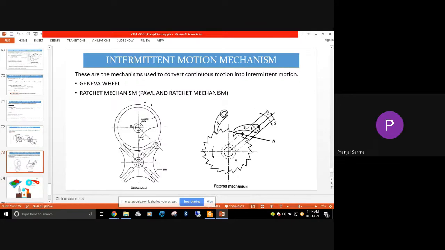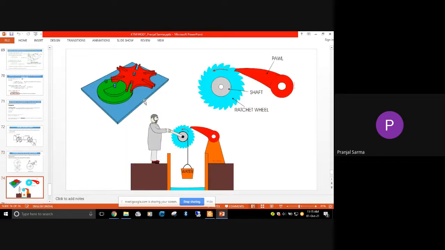Then we discussed intermittent motion mechanisms, where we studied Geneva wheels and the ratchet mechanism. We saw that, depending on how frequently we want to convert continuous movement to intermittent movement, in the case of Geneva wheels we need a proper design of the slots in the wheel, with four slots, eight slots, etc., depending on the required frequency. We also saw the pawl and ratchet mechanism, where one-way directional movement is obtained and movement in the other direction is restricted.